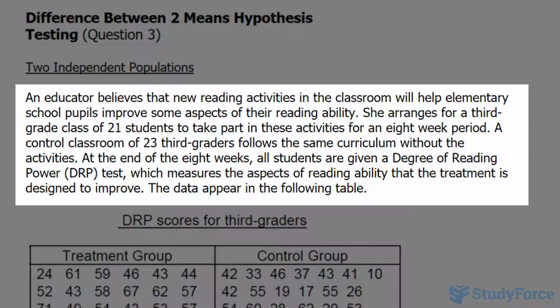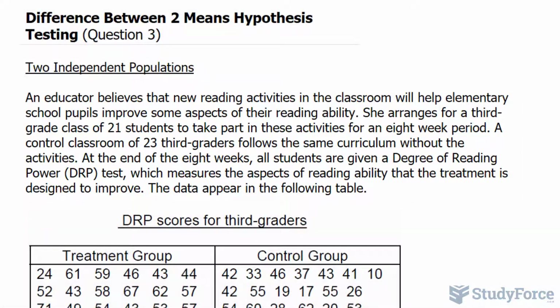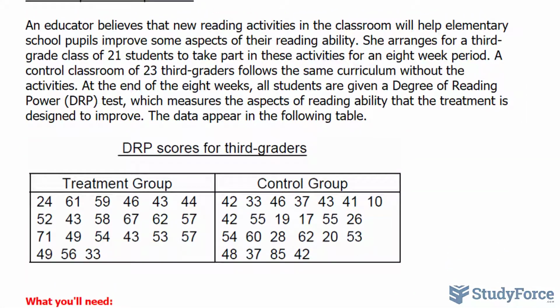At the end of the 8 weeks, all students are given a degree of reading power, DRP, test, which measures the aspect of reading ability that the treatment is designed to improve. The data appears in the following table. We have to determine whether this program actually improves these scores. So here we have the treatment group and the control group.